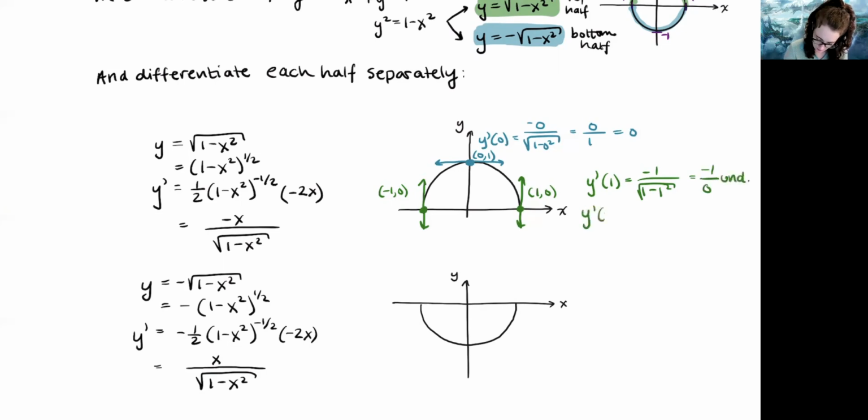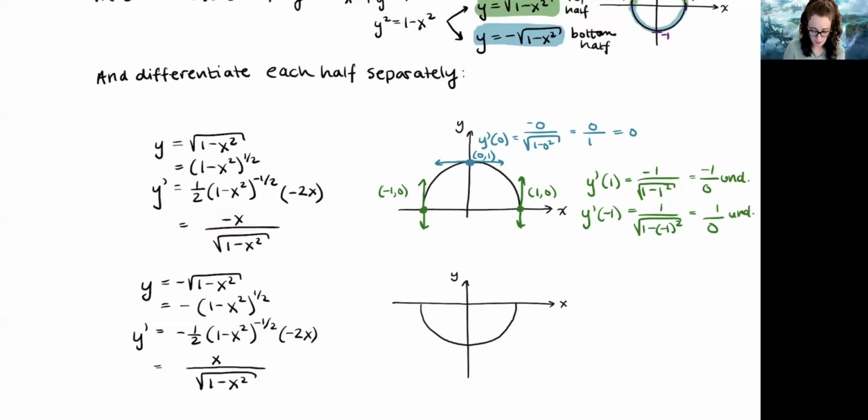Same thing with negative 1. When you square negative 1, you also get positive 1. And so, oh wait, I think I have negative 1. So this should actually be in the numerator here a positive 1, because we're negating the x up top. So negative 1 would turn us around to being positive 1. And so again, that's undefined.